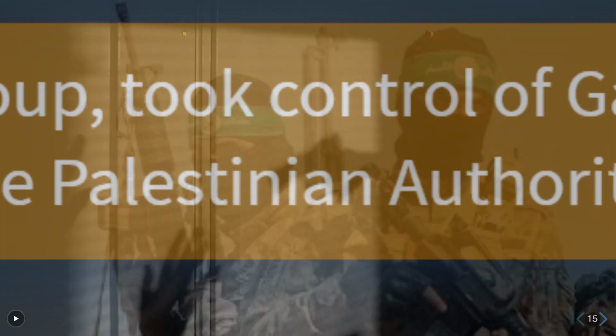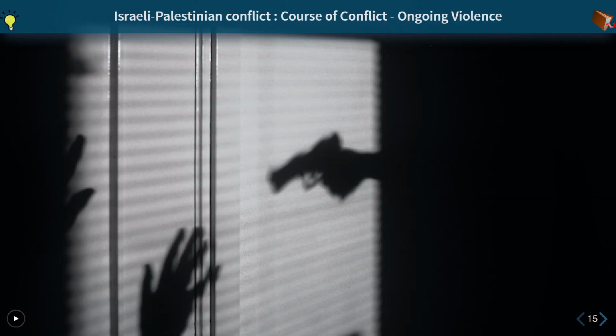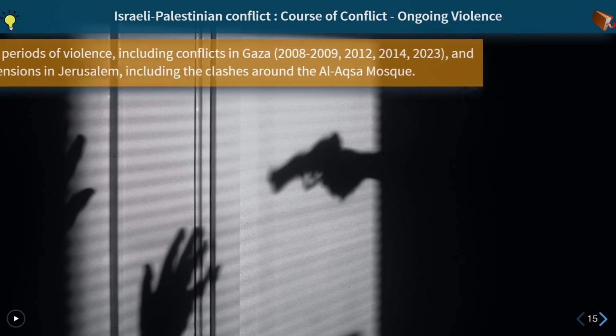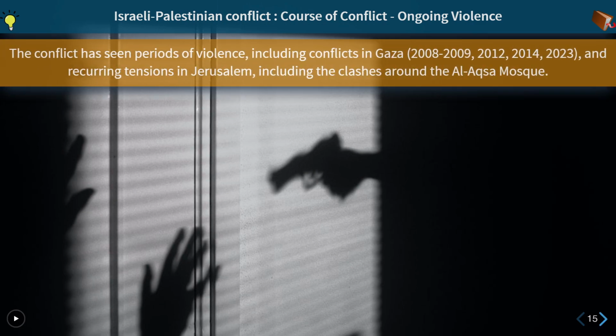Ongoing violence. The conflict has seen periods of violence, including conflicts in Gaza, 2008-2009, 2012, 2014, 2023, and recurring tensions in Jerusalem, including the clashes around the Al-Aqsa Mosque.